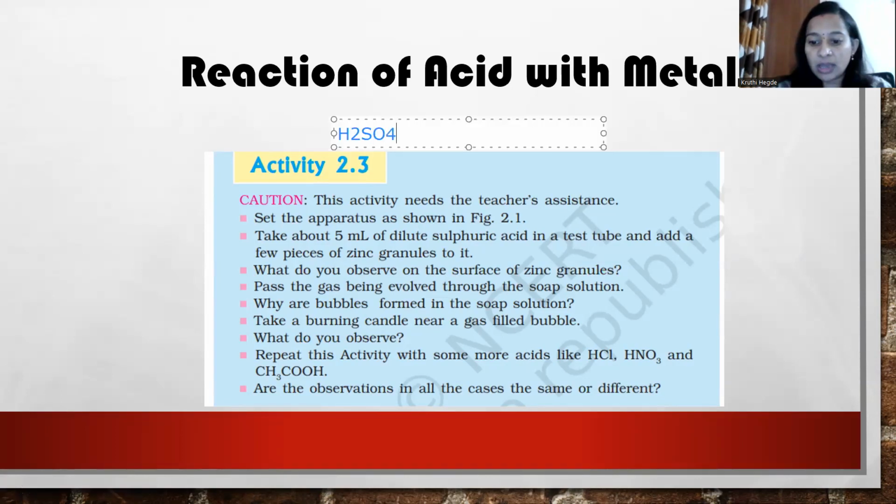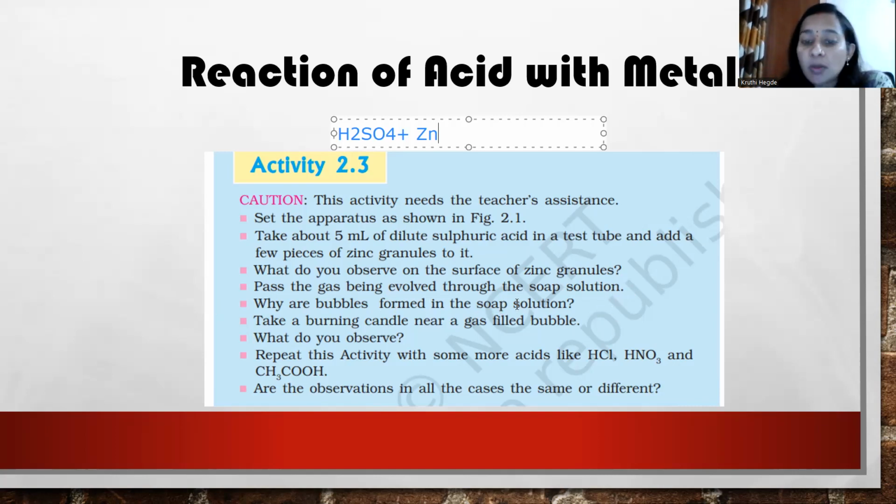H2SO4, sulfuric acid, with what? Zinc. Okay, so zinc granules. What do you observe on the surface of the zinc granules, they have asked. Let's see what happens. Pass the gas being evolved through the soap solution. We understood from this point that gas is evolved, so we have to pass it through the soap solution.